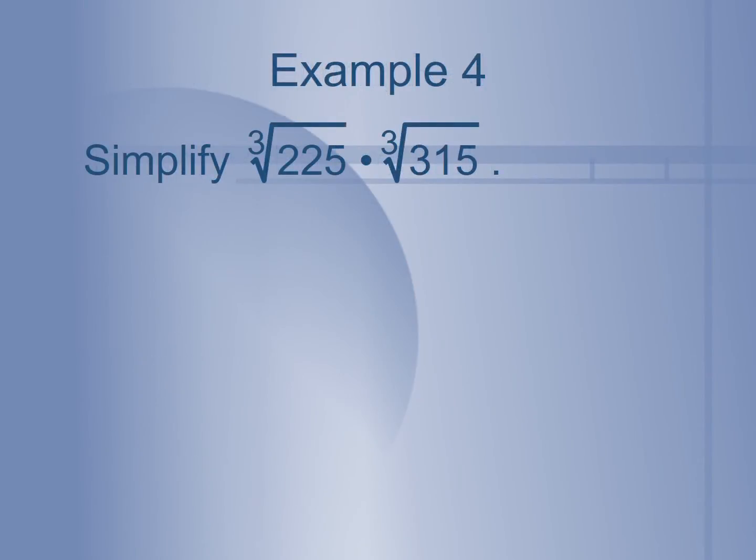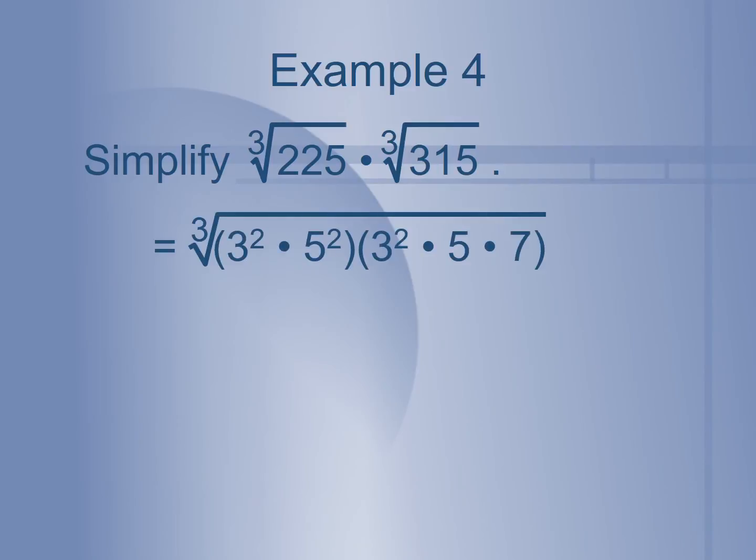All right, so for this one, we have cube roots. So the index is 3. So the first thing we want to do is simplify 225 and 315. We can use a factor tree to help us. So 225 breaks down to 3 squared times 5 squared. And 315 breaks down to 3 squared times 5 times 7.